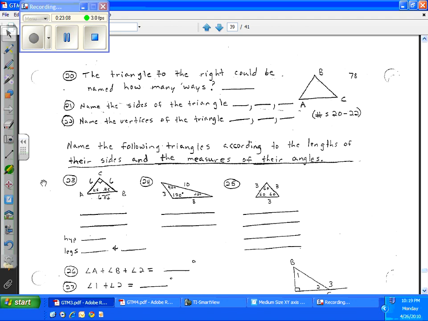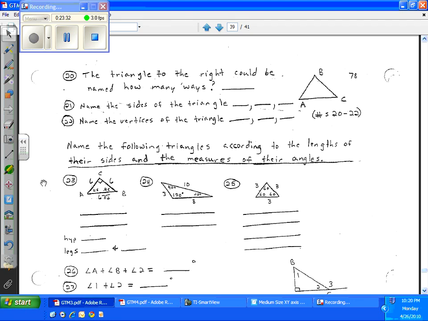Number 20, the triangle to the right could be named how many ways? Well, it has all angles less than 90, so you could call it acute. It has no equal sides. Now I'm making a mistake, aren't I? You know, I was doing that.